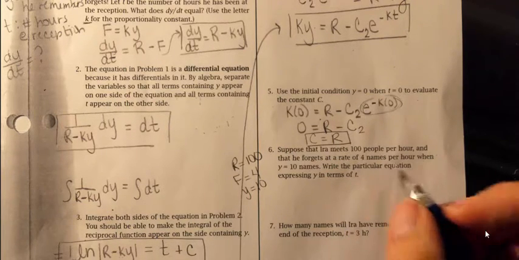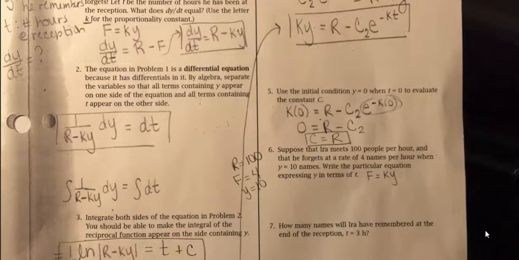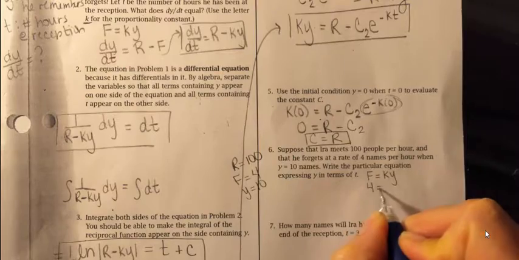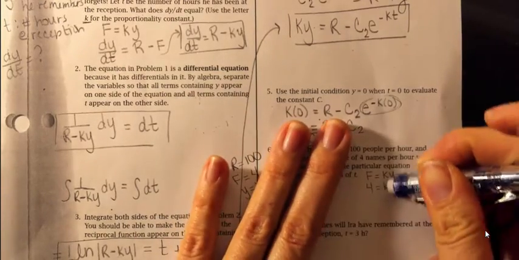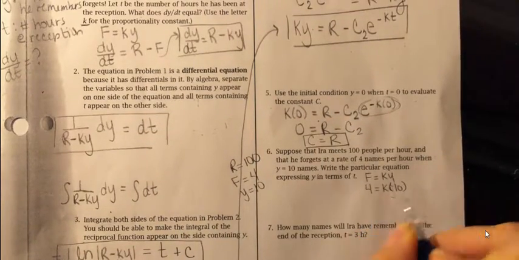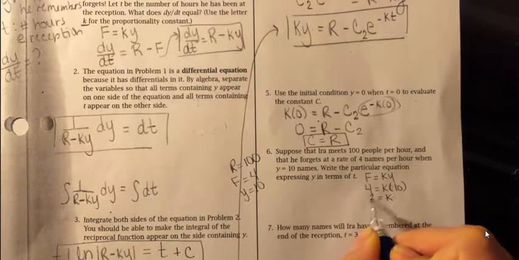Well, we knew that F was going to equal k times y. So we know that F is 4 equals k times y. Oh, and we know that y is 10. I'm sorry, let's go ahead and put that in there. So k times 10, which tells us that k must be 4 divided by 10, or 2/5.